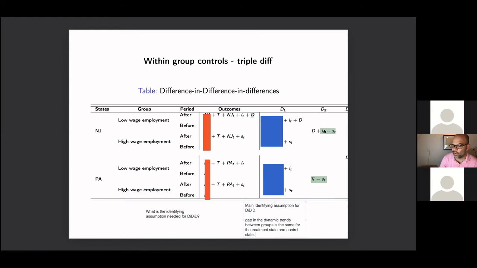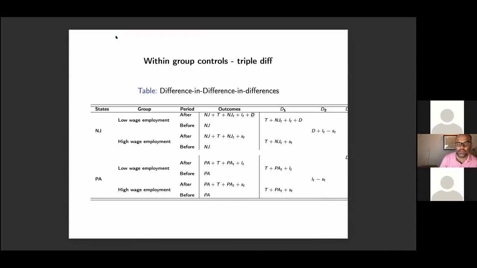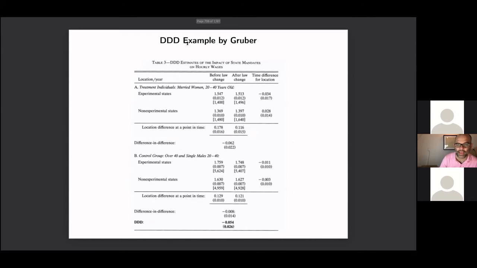We need the difference between the low wage worker and the high wage worker to be the same for the two groups. It's a version of parallel trends, but it's a parallel trend for the subgroups, not the experimental groups. Okay. This method, this triple difference, goes back to a paper by John Gruber at MIT.